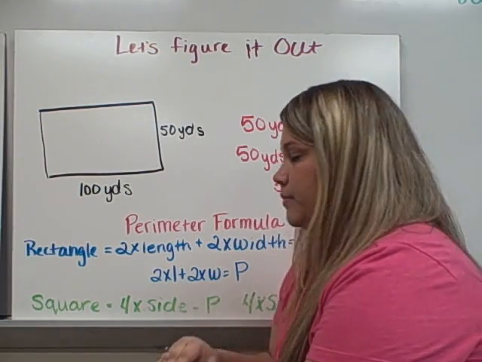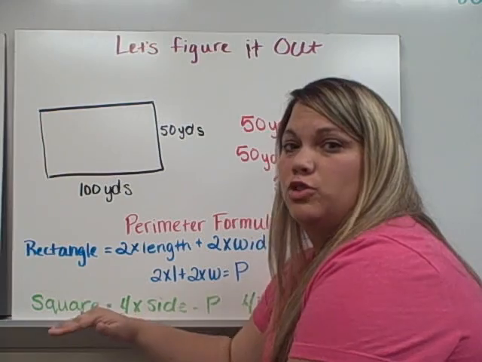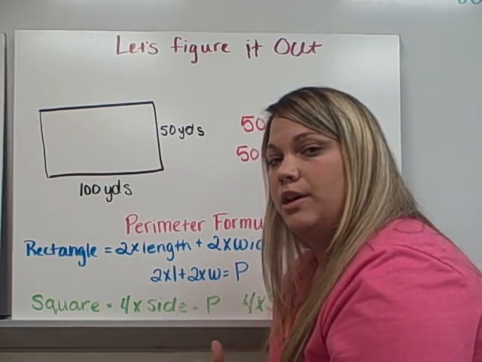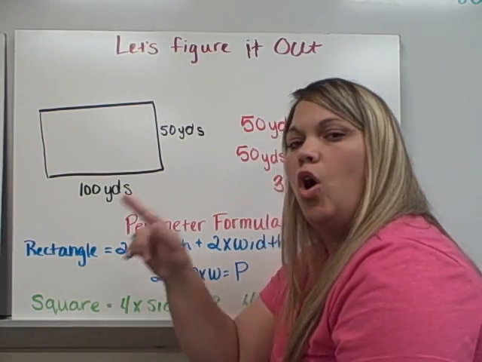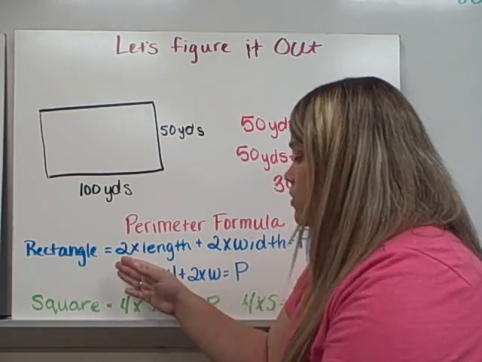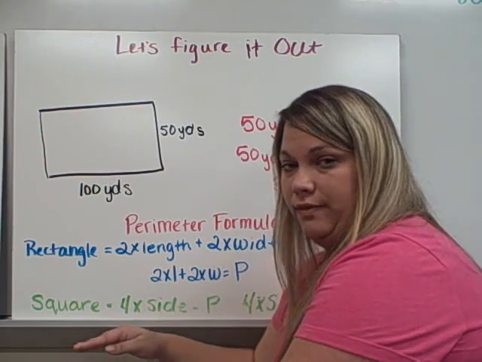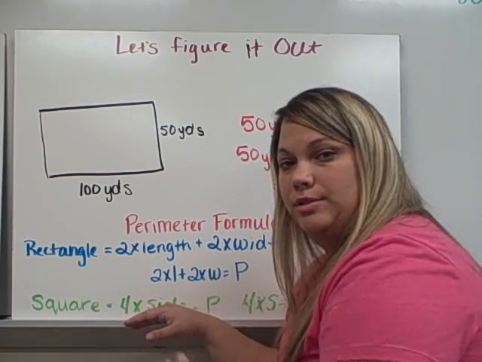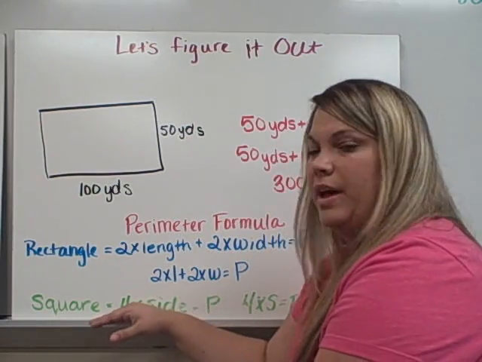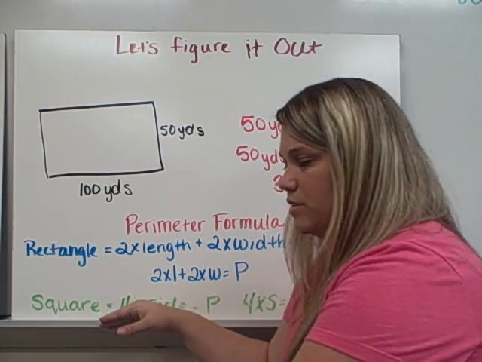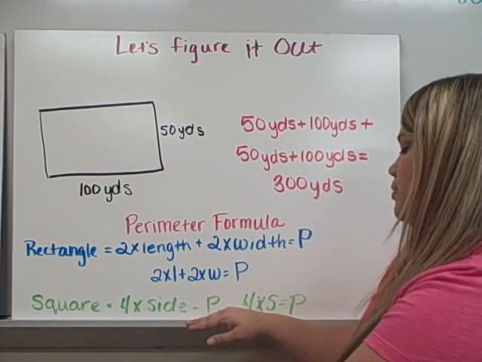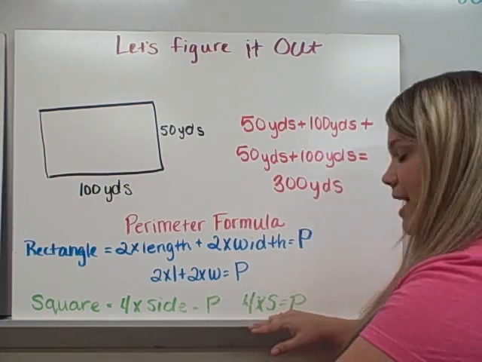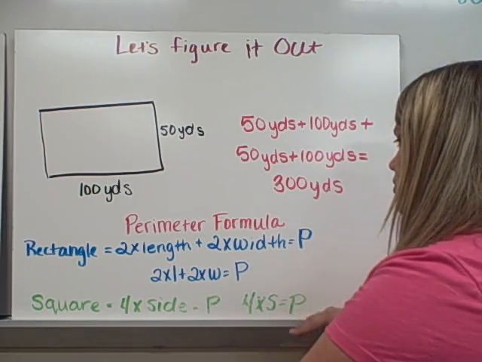There's also a formula for squares, because squares are kind of like a rectangle, but a little bit different because all 4 of their sides are the same. So we don't have to do all this. All we have to do is multiply the one side length, because it's the same as all the other side lengths, and multiply it by 4, because there's 4 sides. And the shortened version of that is 4 times S for side equals perimeter.